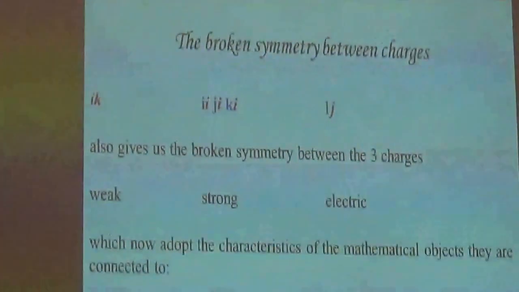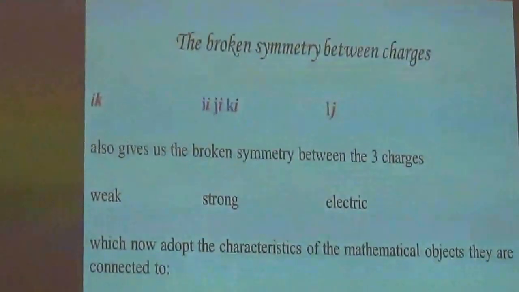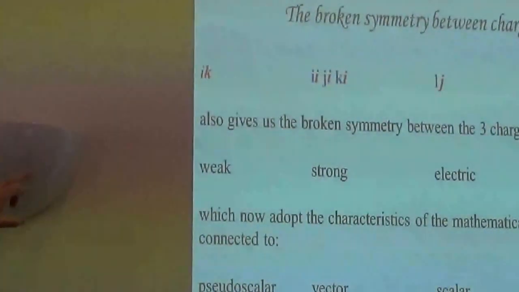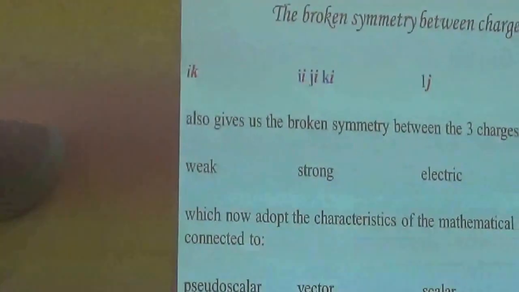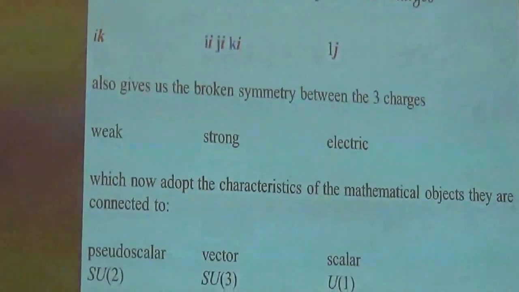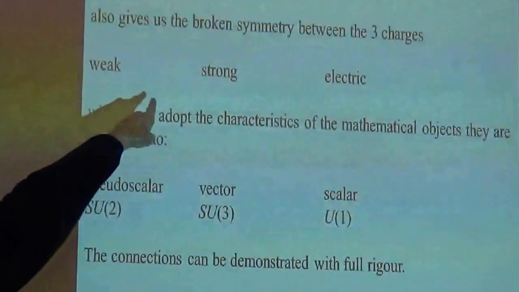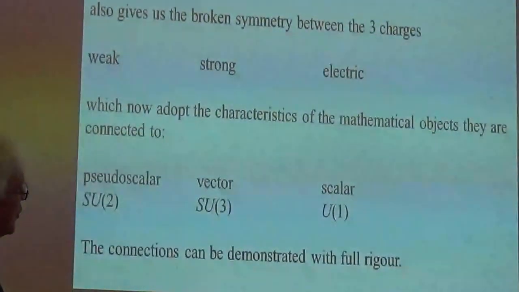Now, I want to look at another aspect of the breaking of the symmetry. Before I looked at the breaking of the symmetry, of the creation of energy, momentum, and mass, but if we look at the red objects now, we see that we have another broken symmetry, the one between the weak, strong, and electric charges.